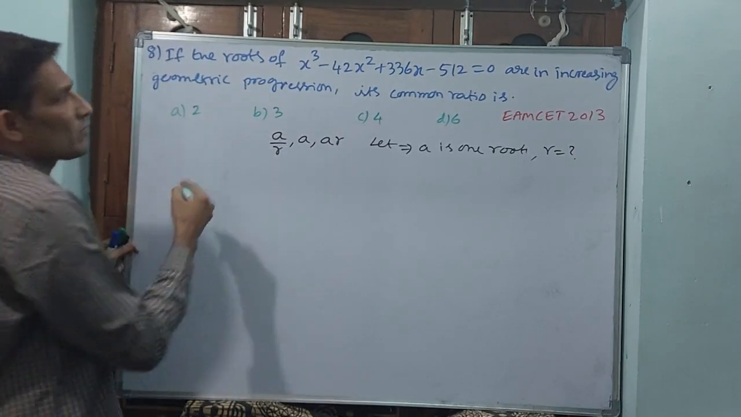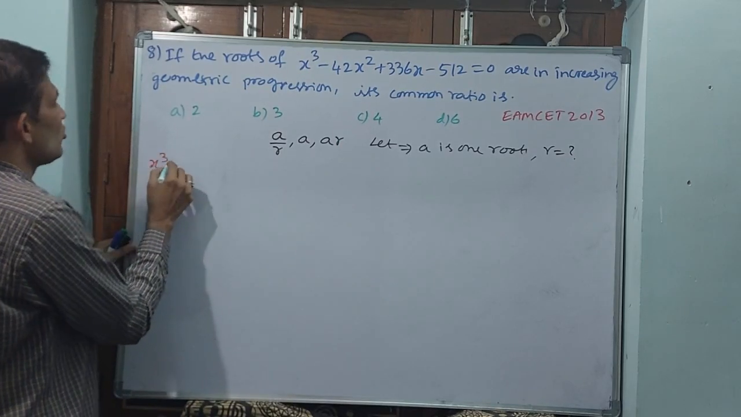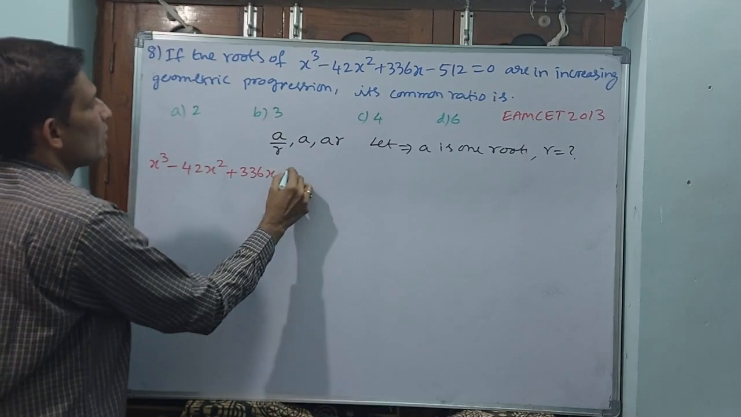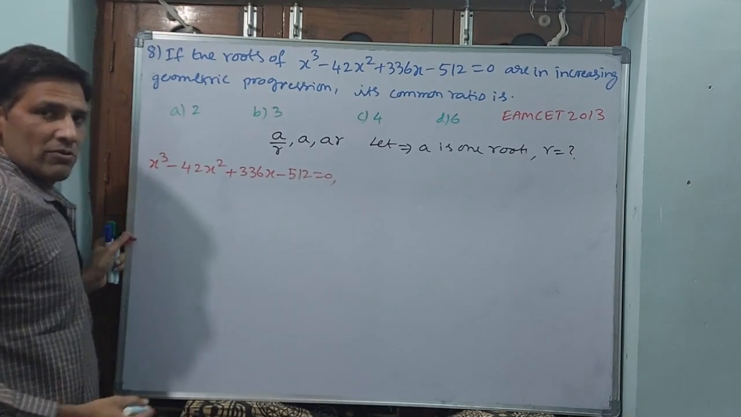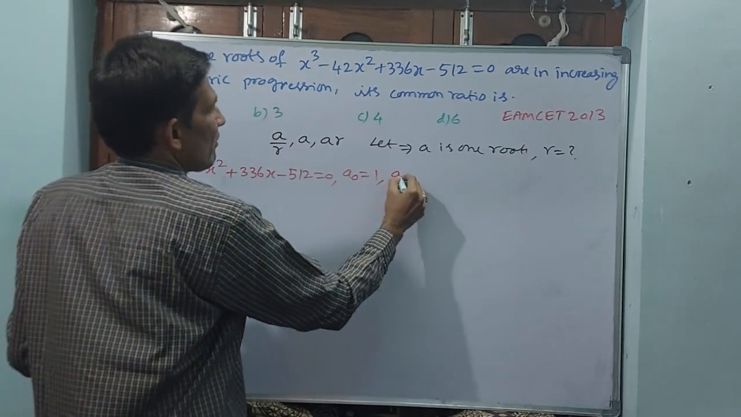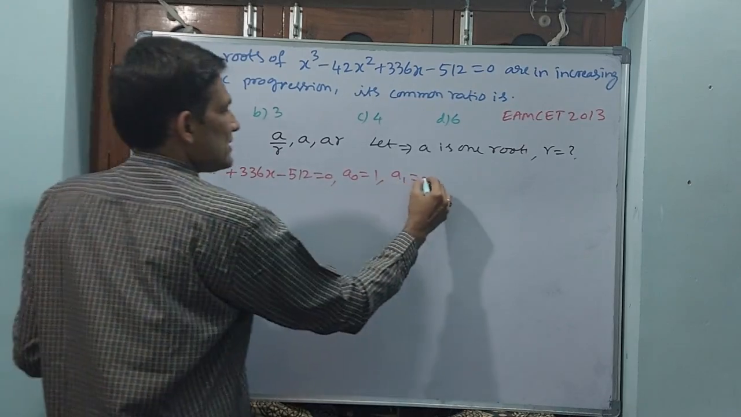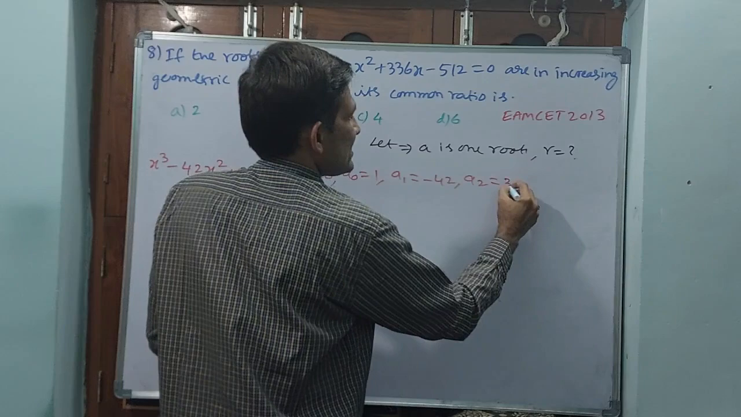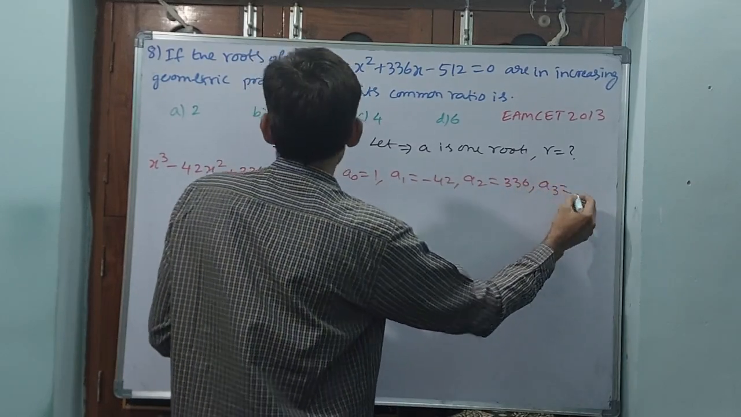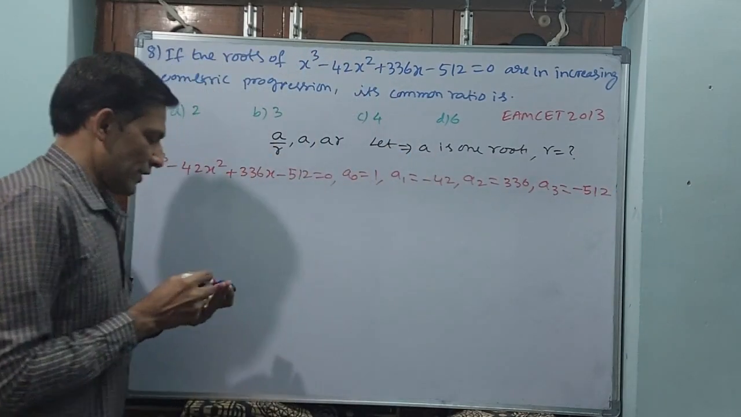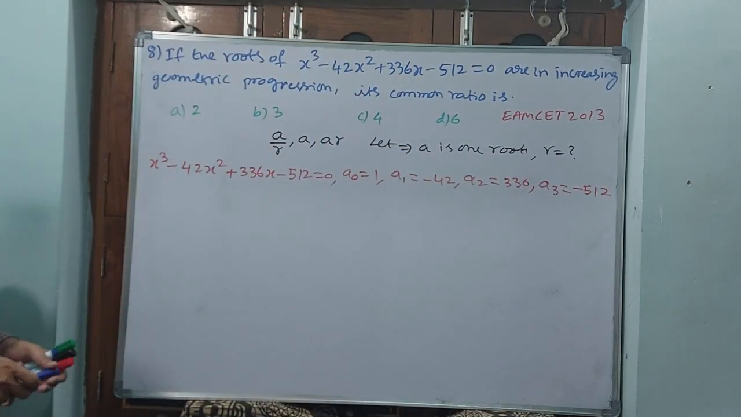Now go back again. Write down like the earlier question. You see x cube minus 42x square plus 336x minus 512 equal to 0. A0 will be 1. A1 will be minus 42. A2 will be 336. A3 will be minus 512. Okay? Next, what I have to do? Next, proceed for S1, S2.